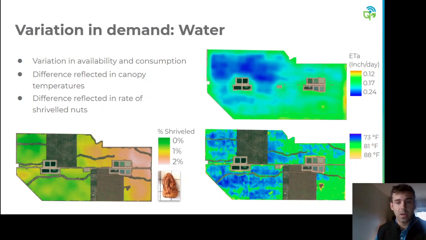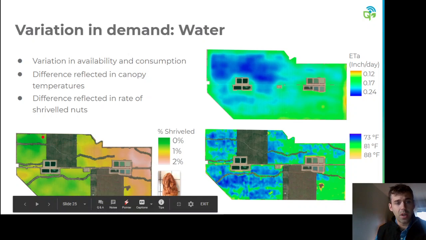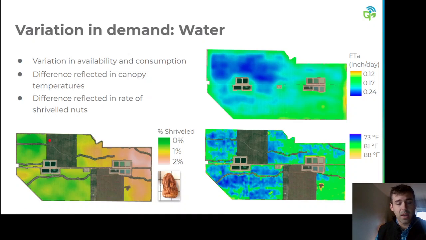We saw that in the slide before, but here it is much clearer because we can see that the section in the blue zone over here did not have any increase in shriveling, which means that these are probably trees with a very good water status.